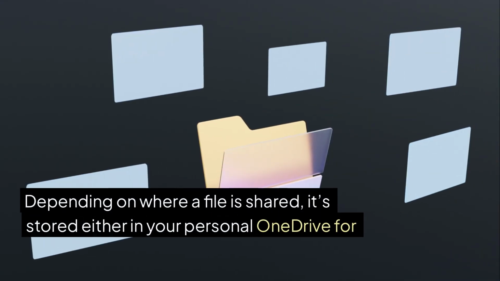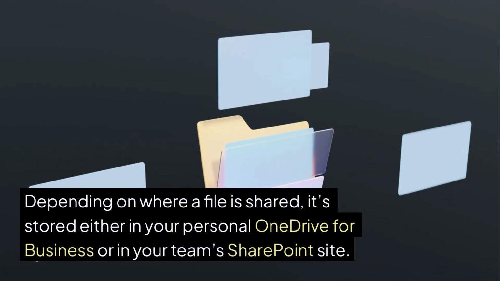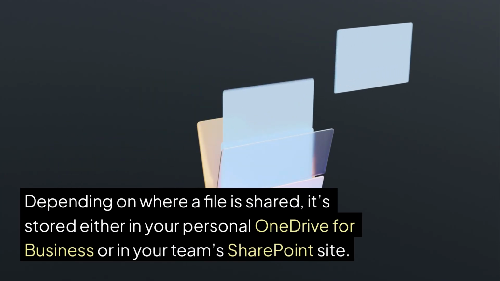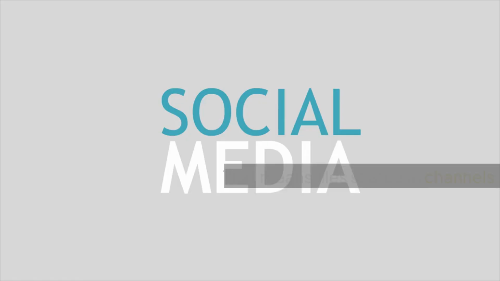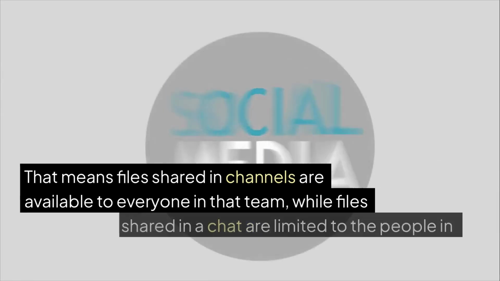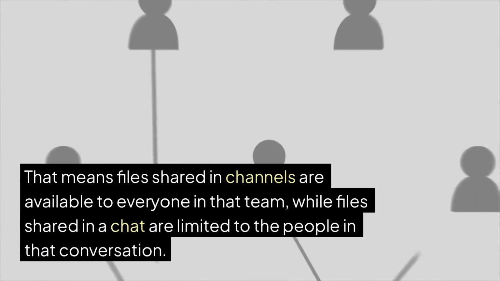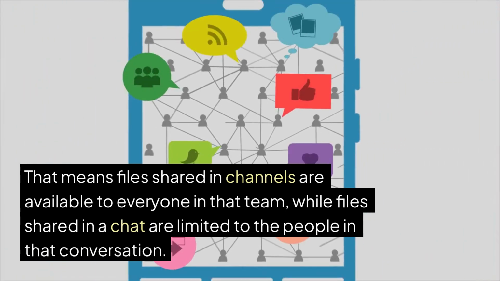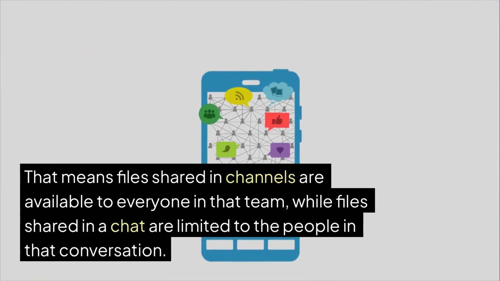Depending on where a file is shared, it's stored either in your personal OneDrive for Business or in your Teams SharePoint site. That means files shared in channels are available to everyone in that team, while files shared in a chat are limited to the people in that conversation.